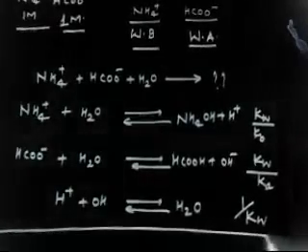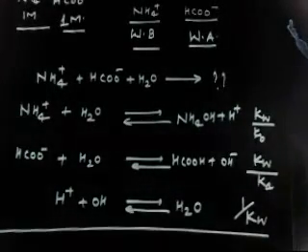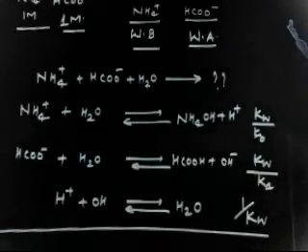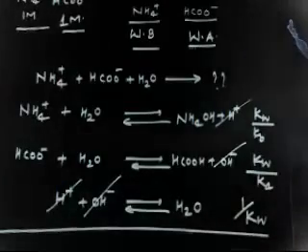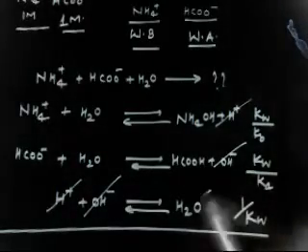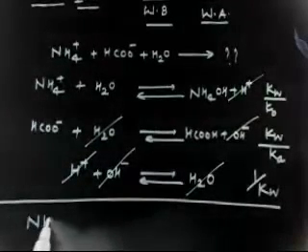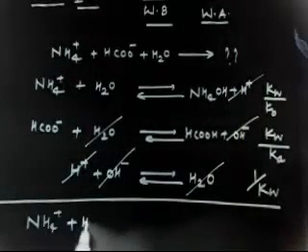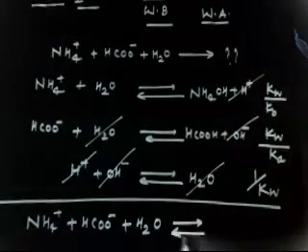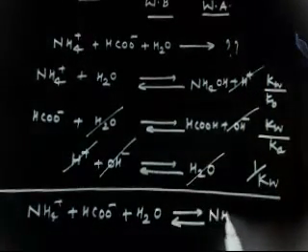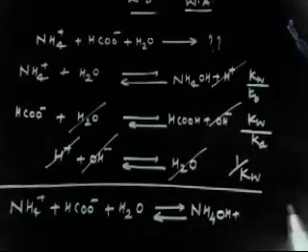Now if I add these three reactions, and in class we have discussed why we can add these three reactions. If I add these three reactions, H plus and OH minus are gone, and H2O is also gone. So I will have NH4 plus, HCOO minus plus H2O, and this will give NH4OH plus HCOOH.